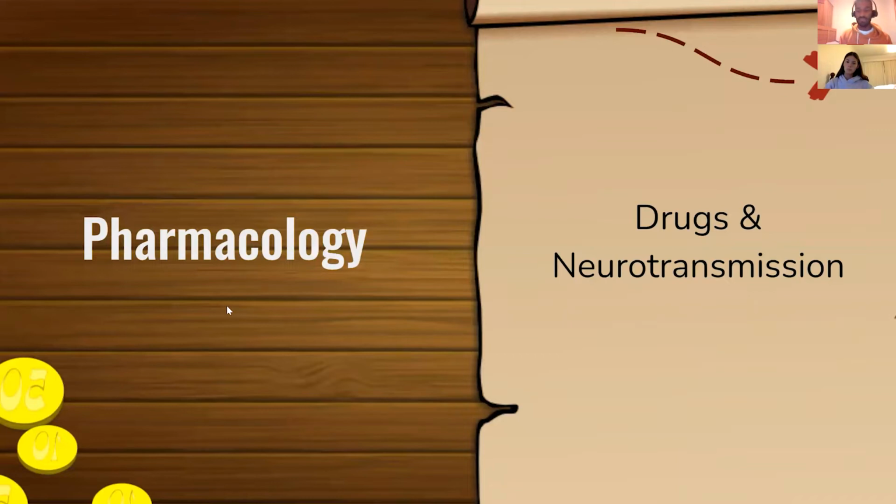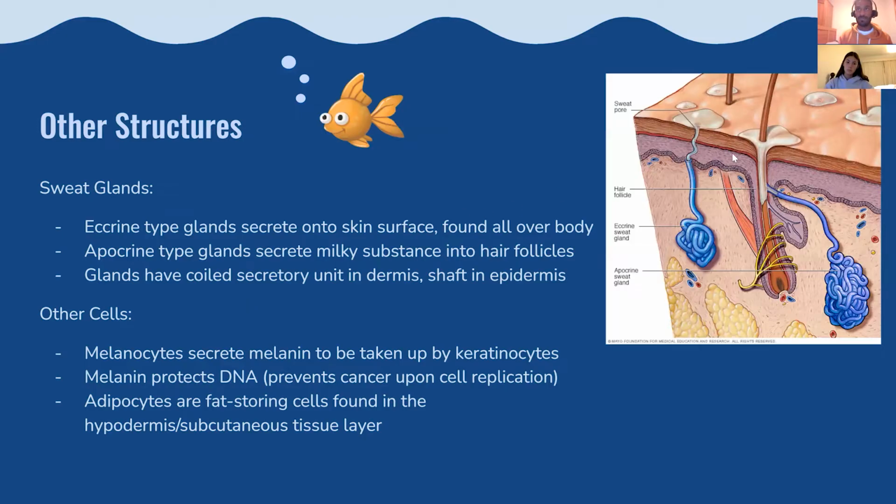So that's really it for the integumentary system. It's just key to memorize, I guess, or to know the different layers and what structures will be found in each layer, and try and remember that mnemonic, come let's get sunburned.